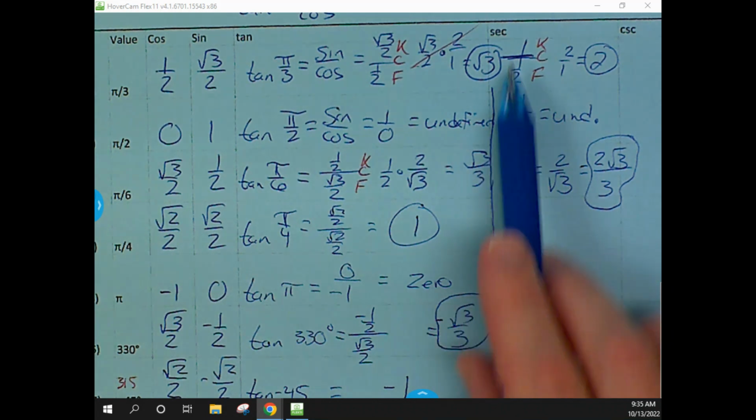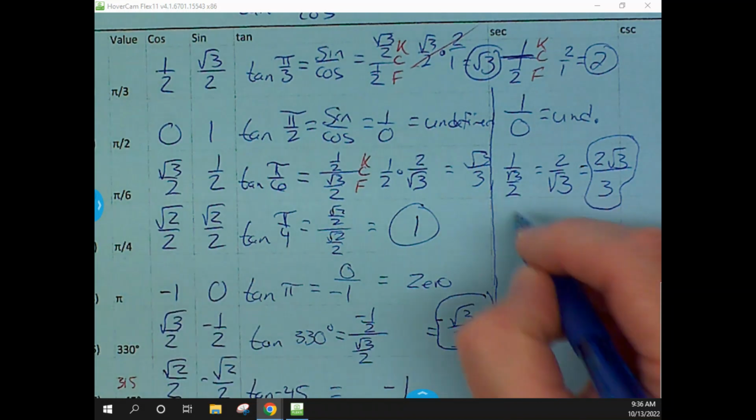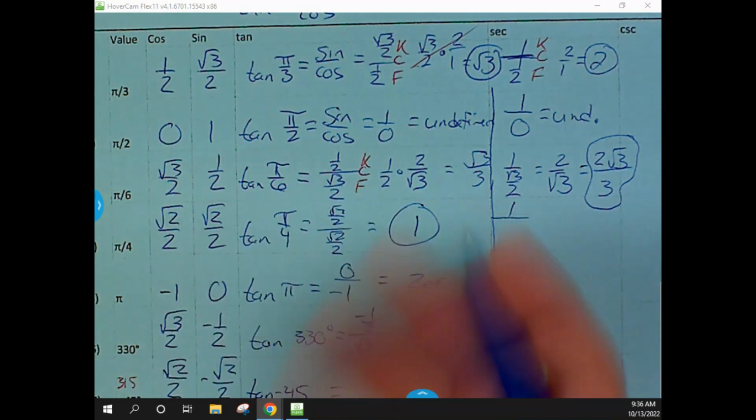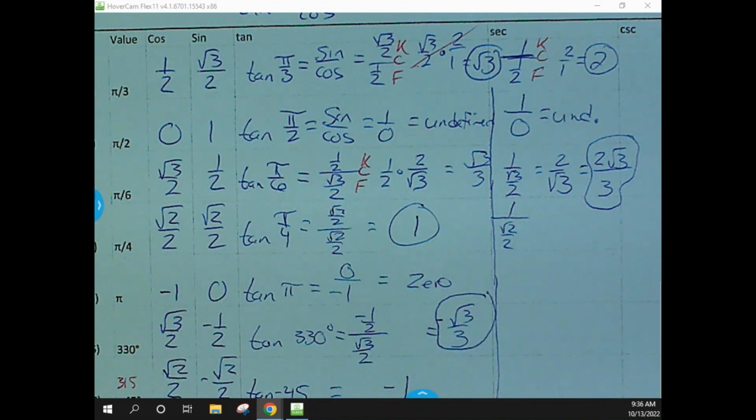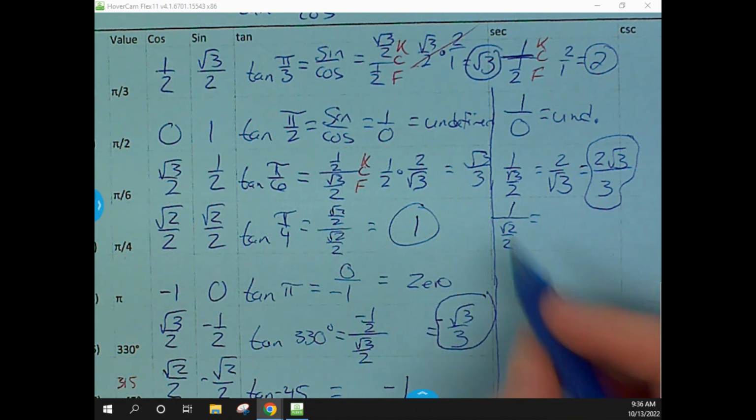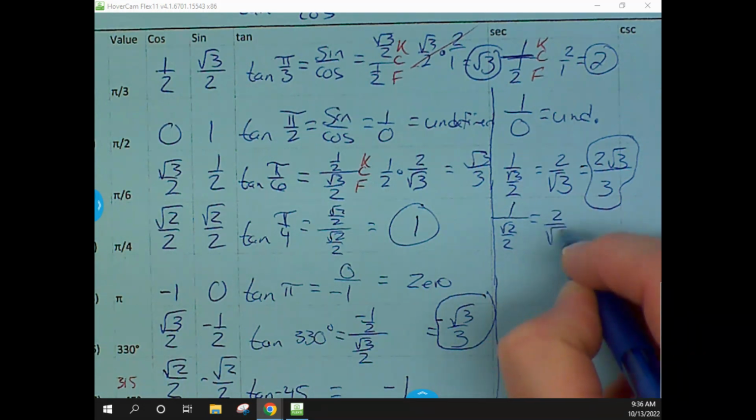Okay, all right, so we do secant of pi over 4. It's 1 over, both of them are the same, doesn't really matter, square root of 2 over 2, right? But again, the 1 doesn't do anything. We're going to keep change, just flip this thing over, make it 2 over square root of 2.